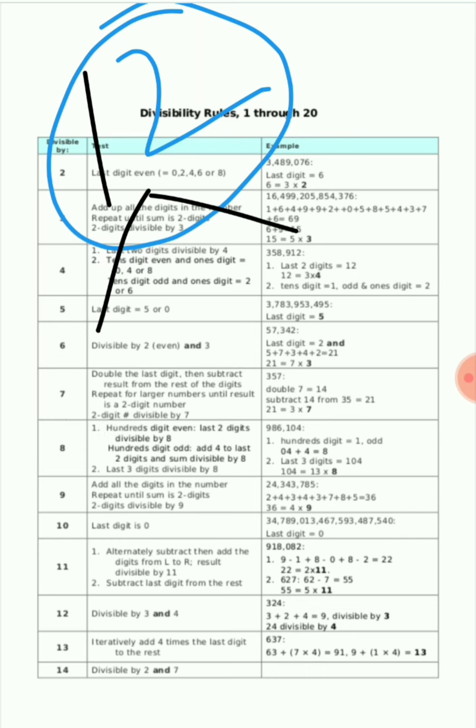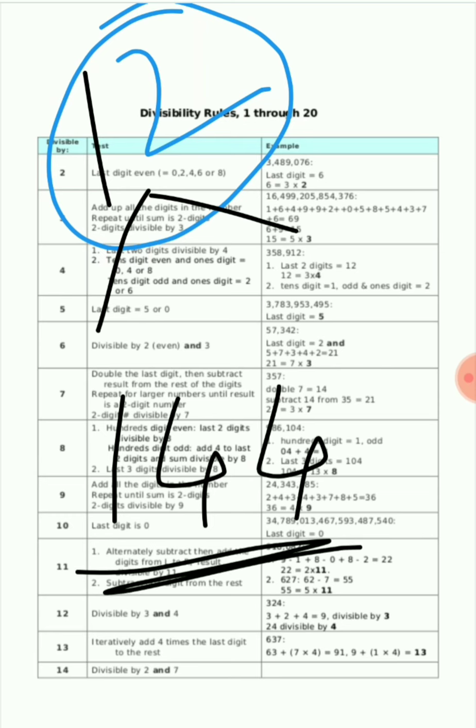Let's take an example. Suppose the number is 144. Is this number divisible by 12? How do we check? First we check whether this number is divisible by 3. To perform this, we just add the digits: 1 plus 4 plus 4 is 9. Is 9 divisible by 3? Yes, 9 is divisible by 3. So the given number is divisible by 3.